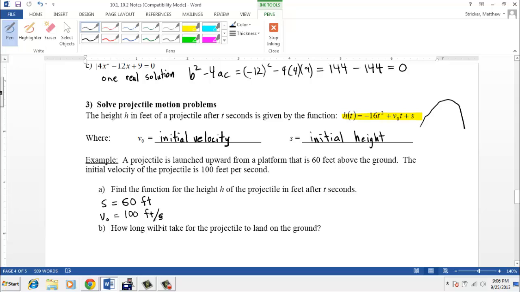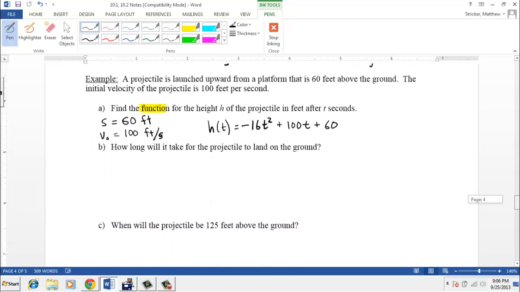So it asks to find the function. I just plug those into our h of t function. H of t is equal to, what does it say? It says negative 16t squared. Our highlighted function up here is negative 16t squared plus v0 times t, but v0 in this case is 100, so plus 100 times t, and then plus s, and s is 60. Pretty easy. There is our function that we're going to use for this example.